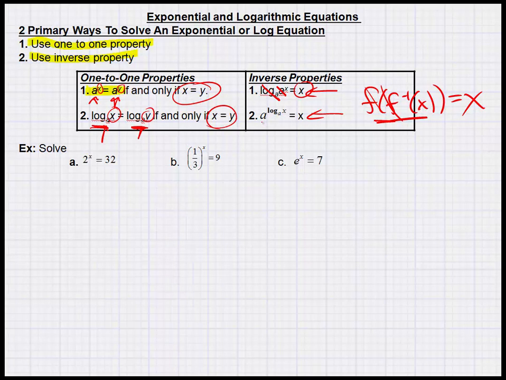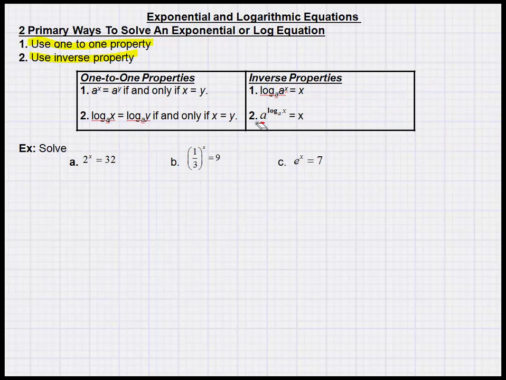Same thing here. If I have an exponential function and I take a logarithm and I plug it into the exponential, which means put it in the exponent, then since these have the same base, I could say these things are inverses, they'll cancel, and I'll just be left with x. So these are the properties we're going to primarily use to solve exponential and logarithmic equations. So let's look at a couple.